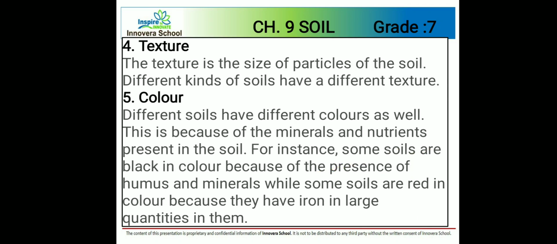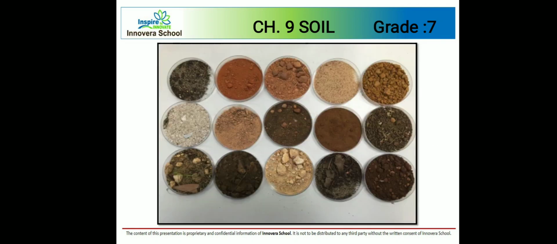The next property is about the texture and the color. The texture is the size of the particle of a soil. Different kinds of soil have different texture. Talking about the color of soil, different soil have different colors as well. This is because of the minerals and nutrients present in the soil. For instance, some soil are black in color because of the presence of humus and minerals, while some soil are red in color because they have iron in large quantity in them. So here we can see the color and texture of the different soils present.